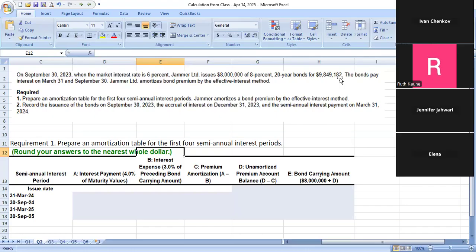Once you see this information, what do you have to shop for? You have to shop for some additional information so you can see if this makes sense. So let's think about it. Market pays 6%, we're paying 8%. Does it make sense for us to sell our bonds at a premium?